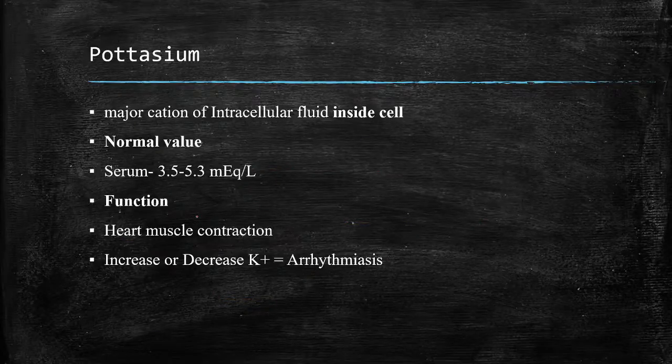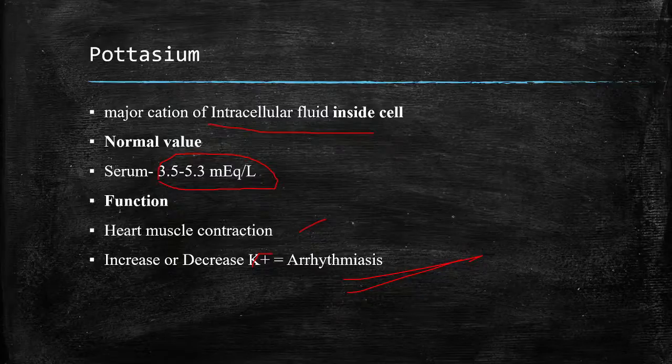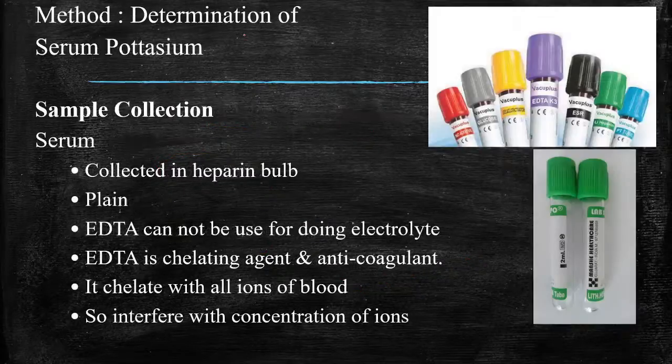Okay. So the next thing is measurement of potassium level. Potassium is a major intracellular cation that is present inside the cell. Normal values are 3.5 to 5.3 milliequivalents per liter in serum. Function: heart muscle contraction, and an increase or decrease in potassium level can cause arrhythmias. Arrhythmias means irregular heartbeat.